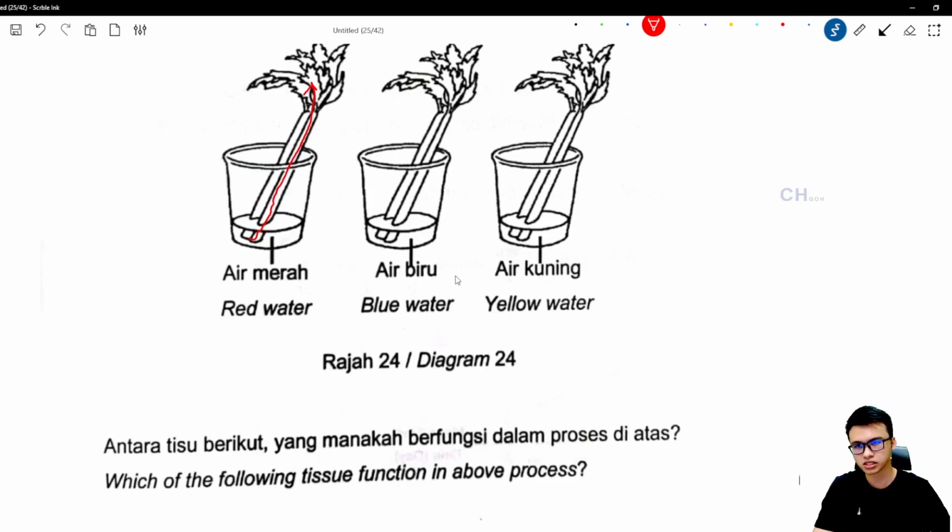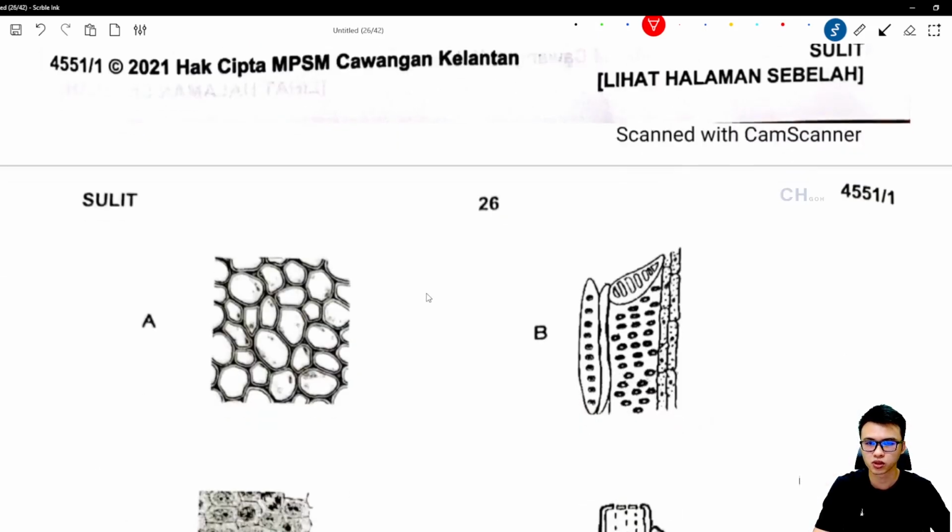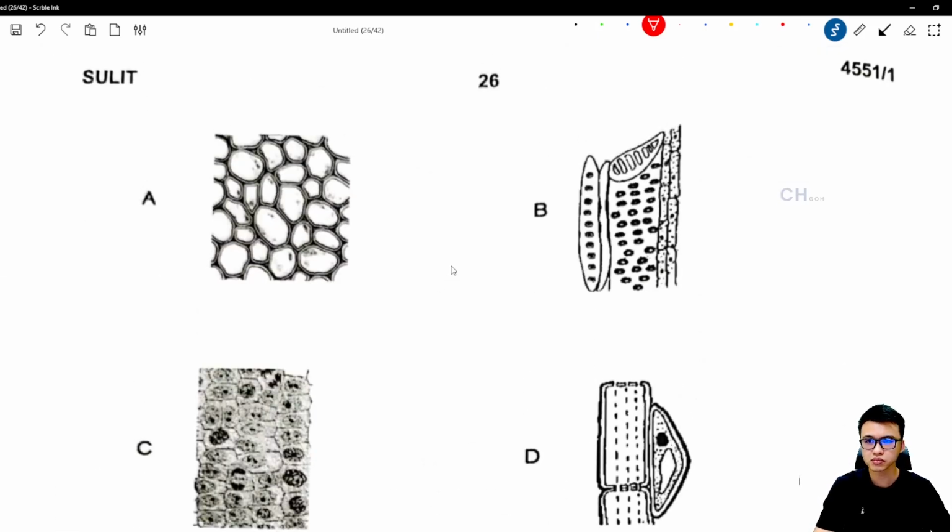If the plant is transporting water, they need to use a tissue called xylem. Want to find out which one is xylem? Let's look at the diagram here. A is not the answer. C is also not the answer. D is the phloem, not the answer, and B will be the answer, which is the xylem. We can see a lot of holes here, and then we can see the trachea here. This is the xylem.